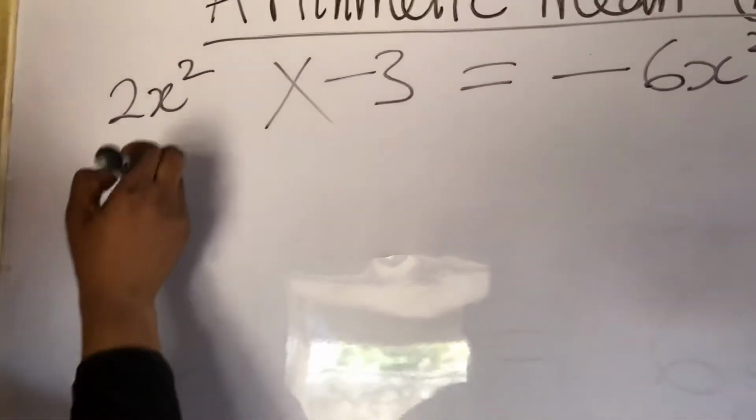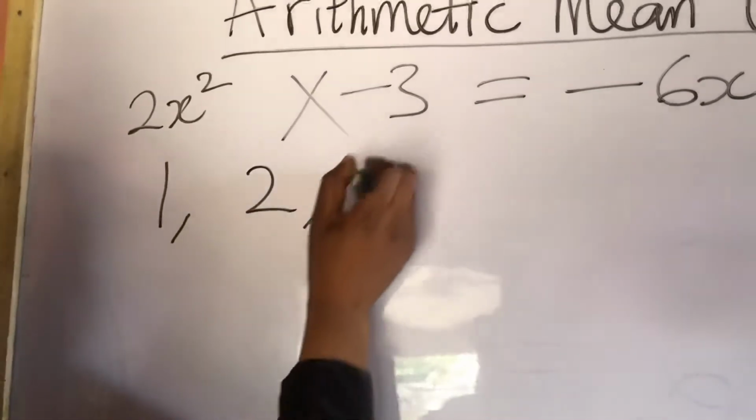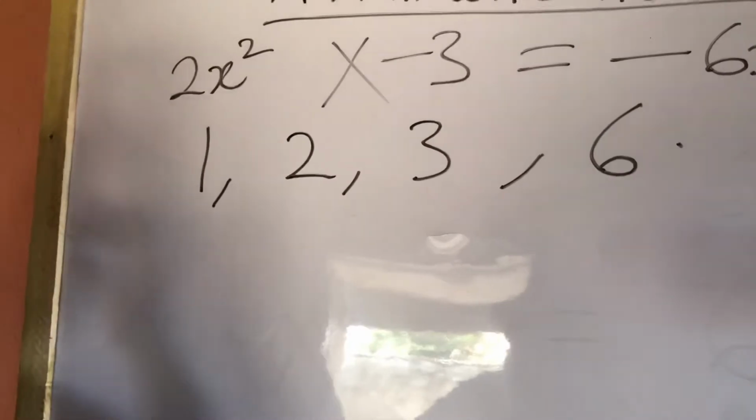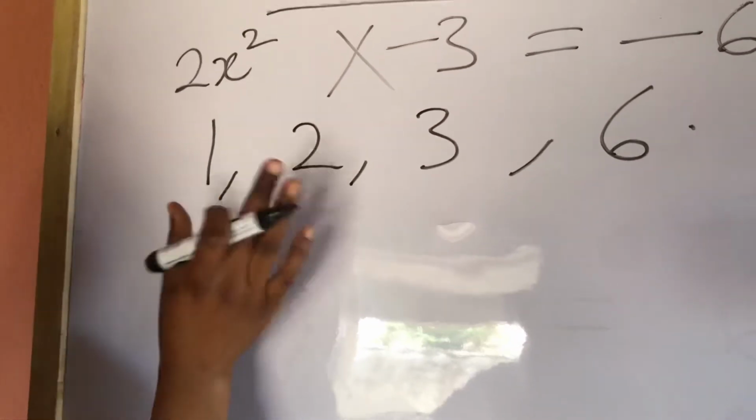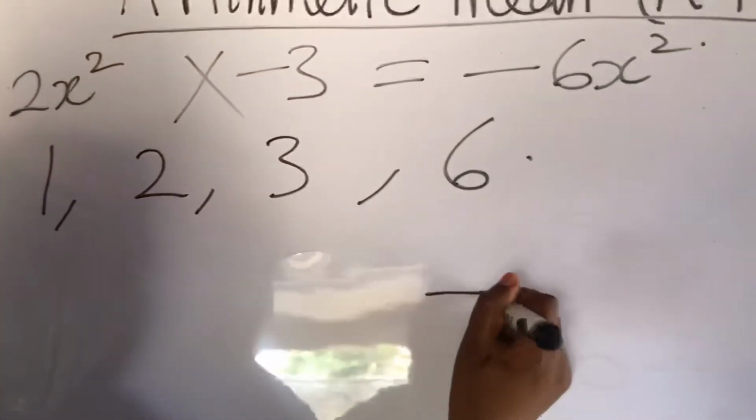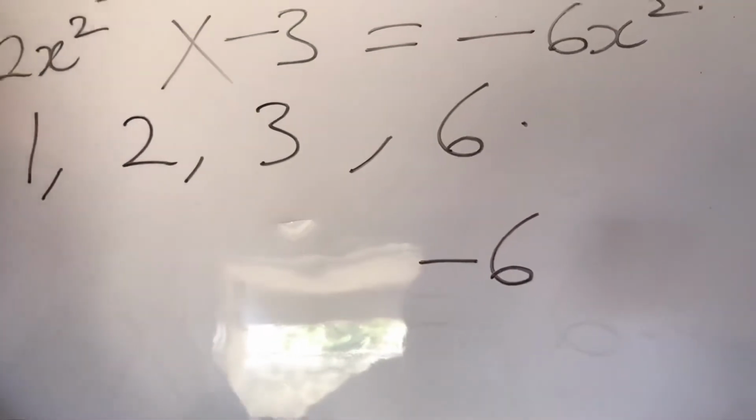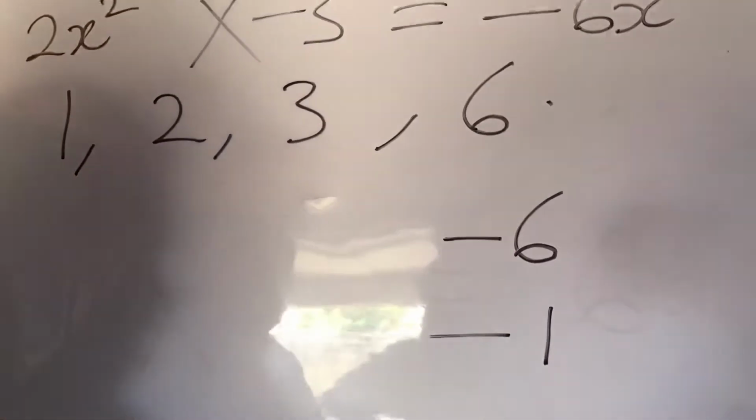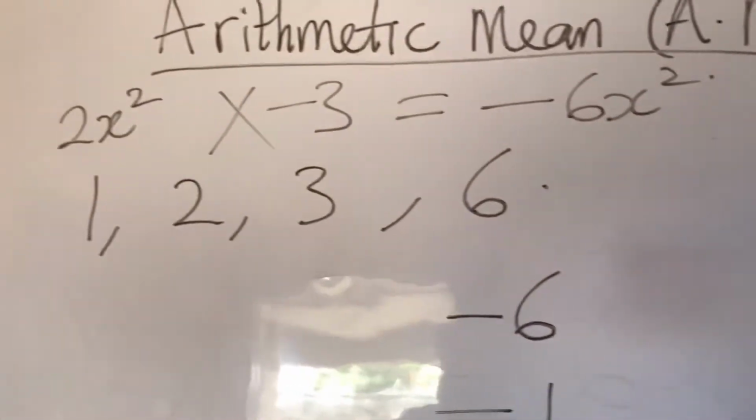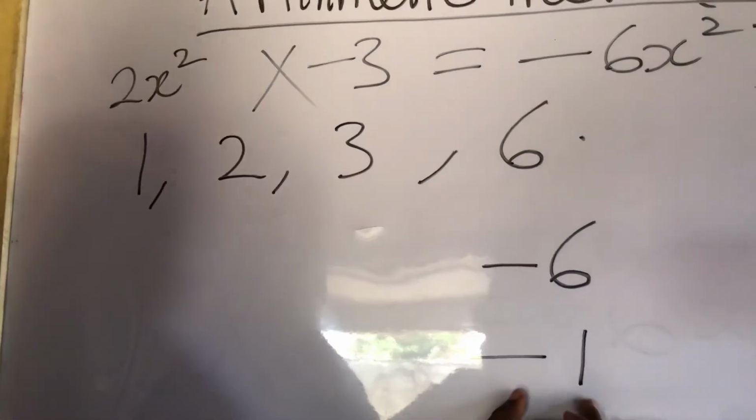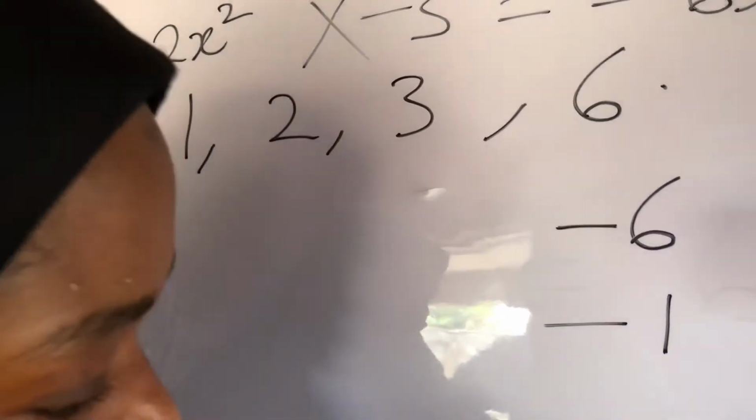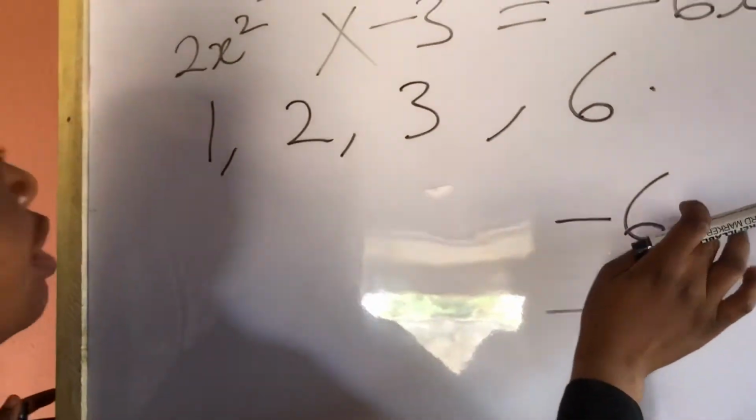Factors of 6 are 1, 2, 3, and 6. Now, we need two factors of 6 that if you multiply them together, must give us minus 6. And if we add or subtract, we must get minus 1. That is the middle one here. The coefficient of x here is minus 1. So the coefficient of x, we must get it if you add or subtract. Then the multiplication of coefficient of x squared and constant, we must get it.